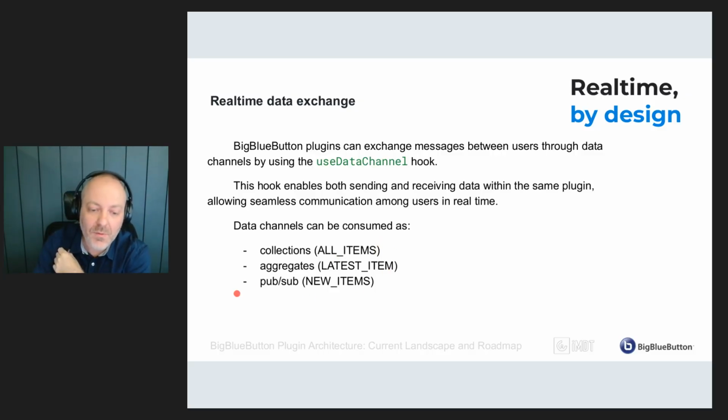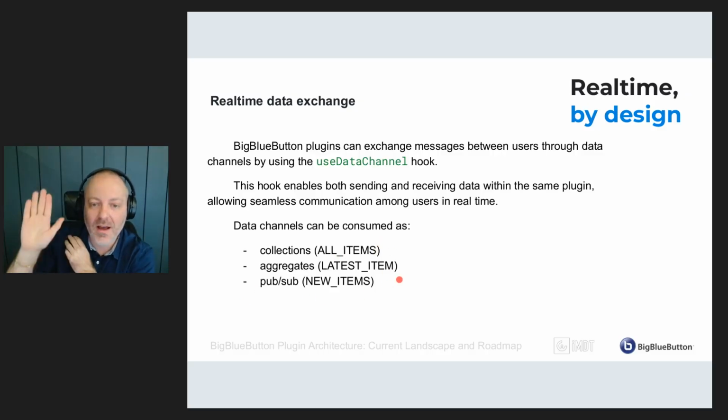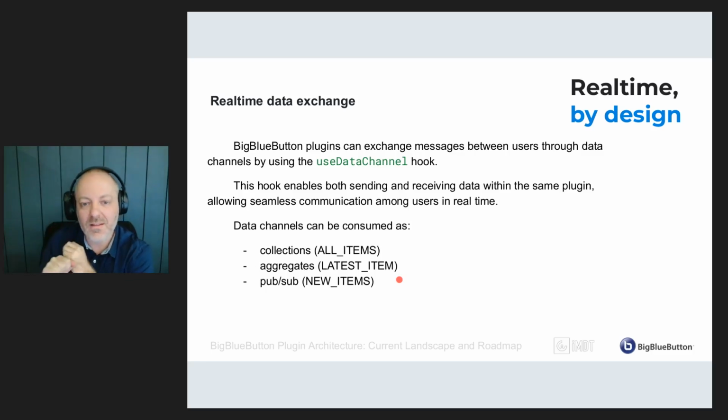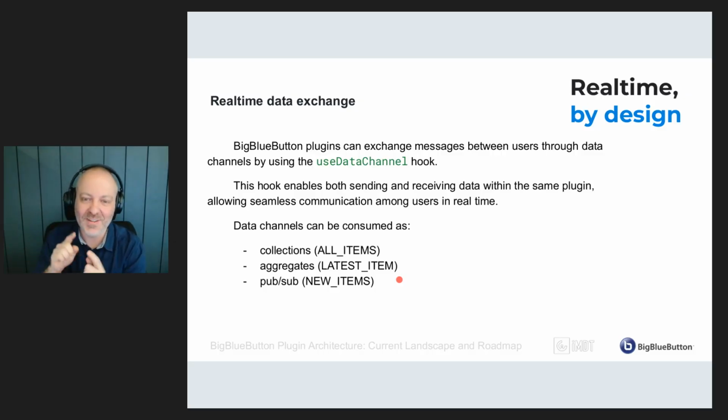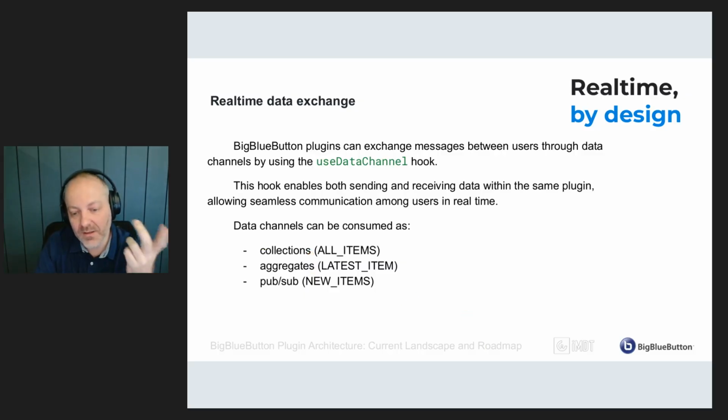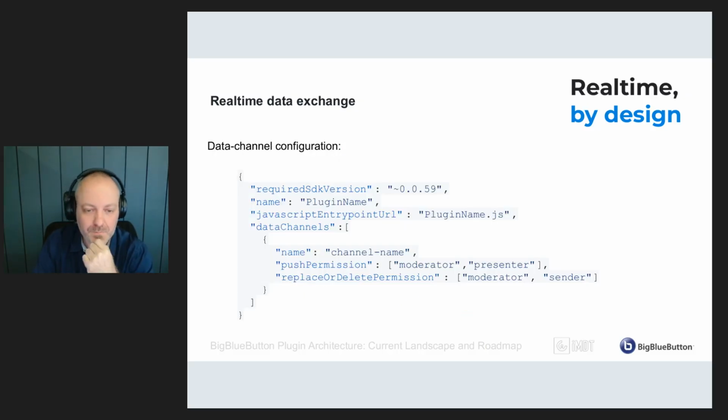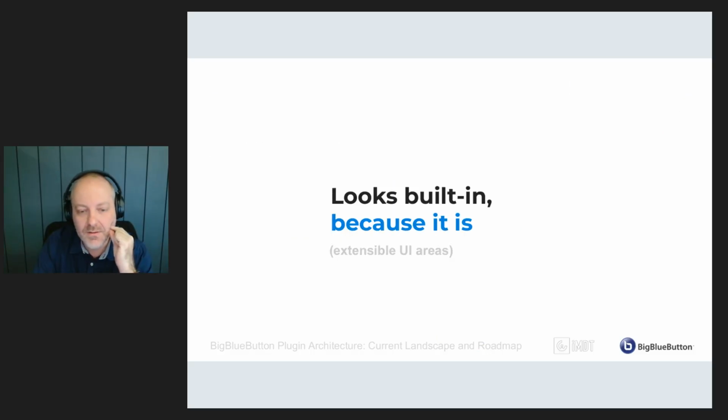And new items is more like a pub sub. Let's say you have a raise hand or something like that. You don't want to receive the list of people that raised a hand before you joined the meeting, so you only receive the new items. So we have these three ways of using the data channel. Here is the data channel configuration that is within the manifest JSON file.